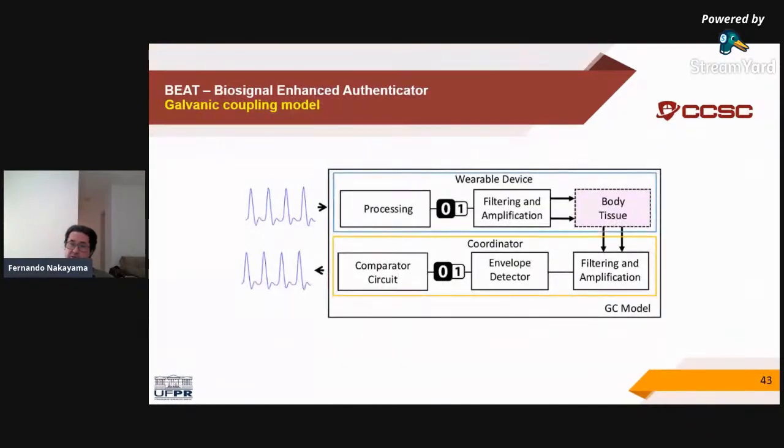The galvanic coupling circuit in the wearable device processes the data and converts it to binary format to be transmitted through the skin. The data is filtered and the signal is amplified before and after the transmission. In the coordinator device, the signal is converted back to analog format using a comparator circuit.